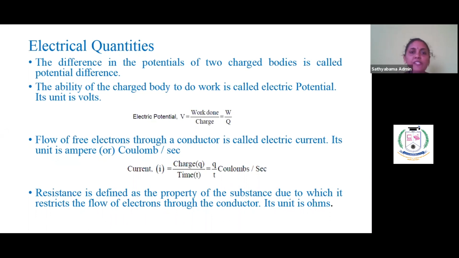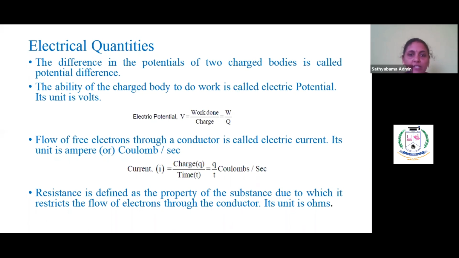The difference in the potentials of the two charged bodies is called potential difference. We all know what is potential difference, right? Next comes the voltage. The ability of the charged body to do work is called electric potential. And electric potential can be defined as the ratio of work done to charge, right? So this is the expression related to potential, and its unit is volts.